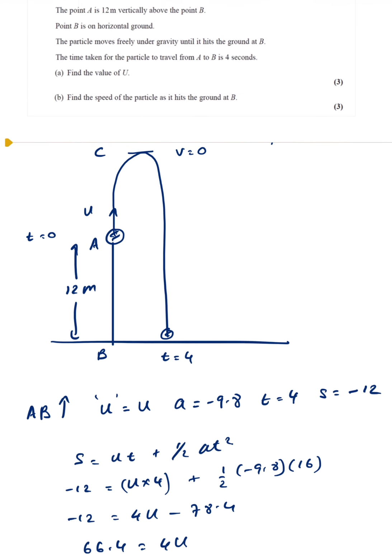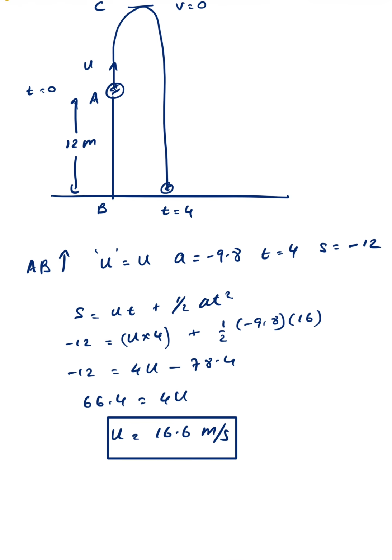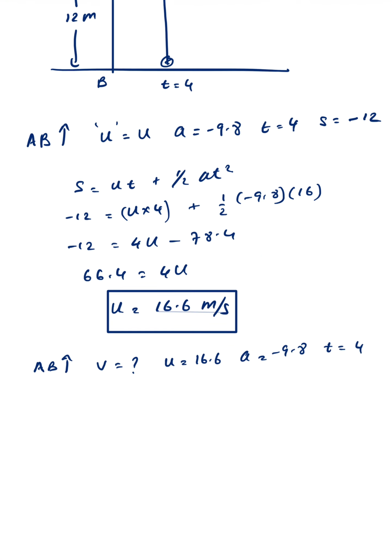Let's go back to the question. It now says find the speed when the particle hits the ground. Very simple. Apply the same equation from A to B. This time your velocity, we don't know, it should be a minus value because it is changing direction, and u towards upwards, which is 16.6, we just found that. Acceleration has no change, minus 9.8. We have the time, which is 4. If you want, you can use S equals u plus v over 2 times t as well, right? So yeah, S is minus 12.